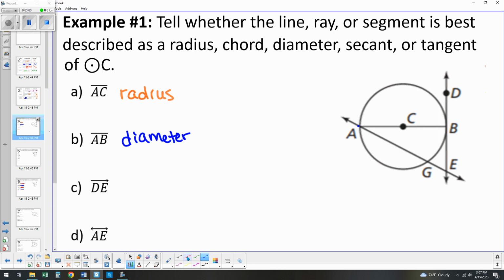Ray DE, starting here, going here, touched the circle just once at point B, so that is a tangent. And line AE, because it has endpoints on the circle, but it contains parts outside the circle, we would call that a secant.